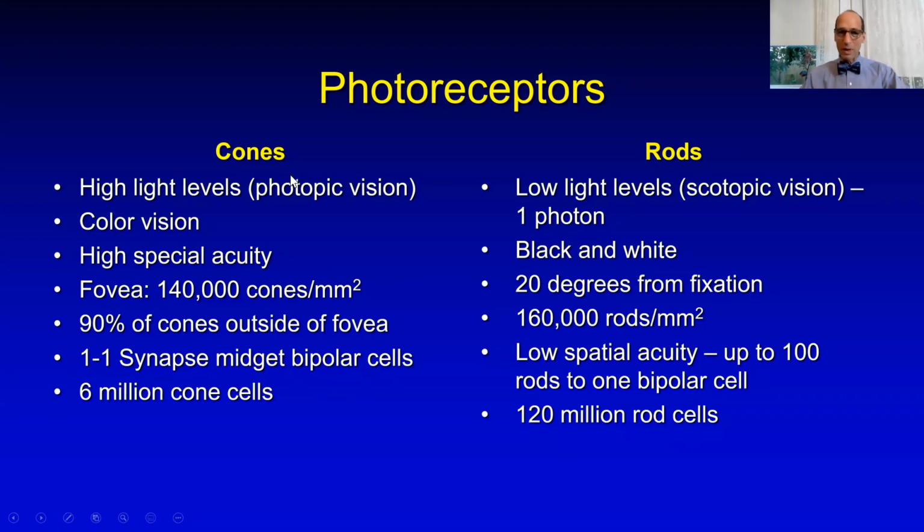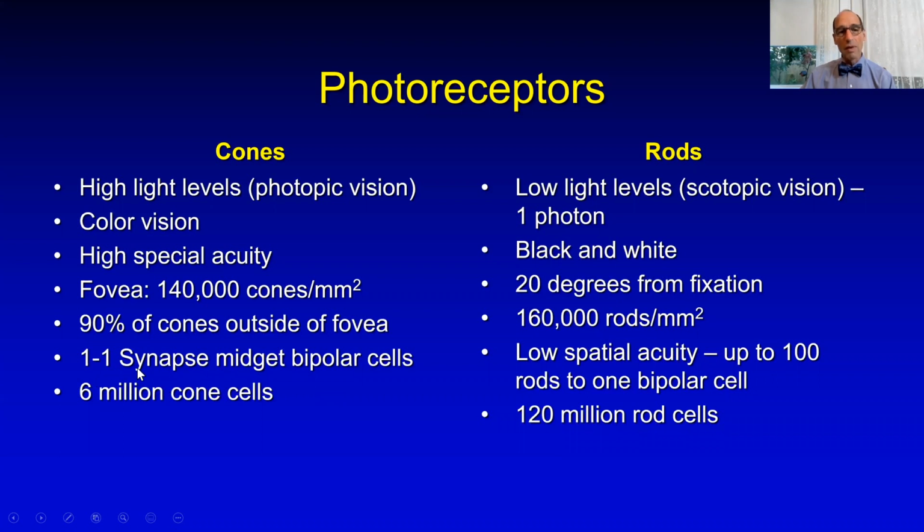Some important differences between cones and rods. Cones are for high light levels, so they're also for color vision. That's easy: cones and color begin with a C. They have high spatial acuity. Again, your fovea has a very high density of cones. Even though the fovea is only cones, there are a lot of cones outside the fovea. And this is one of those interesting trick questions you could get.